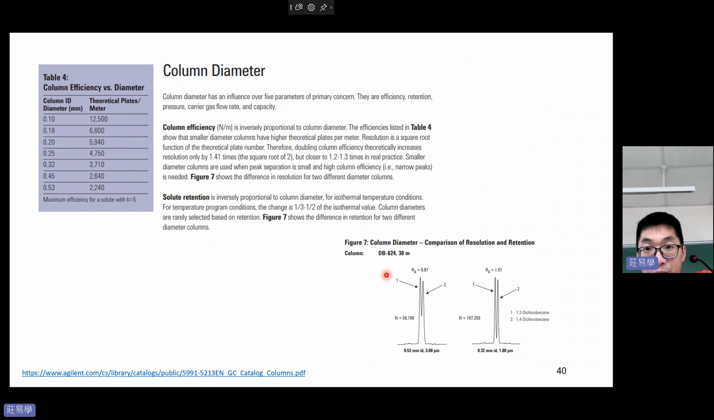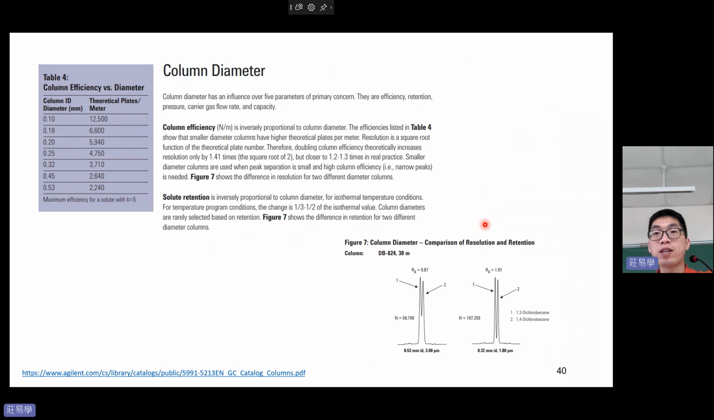Okay, so well, it says that column efficiency is inversely proportional to column diameter, which echoes what we found here. As you increase the column diameter, you decrease the plate number.